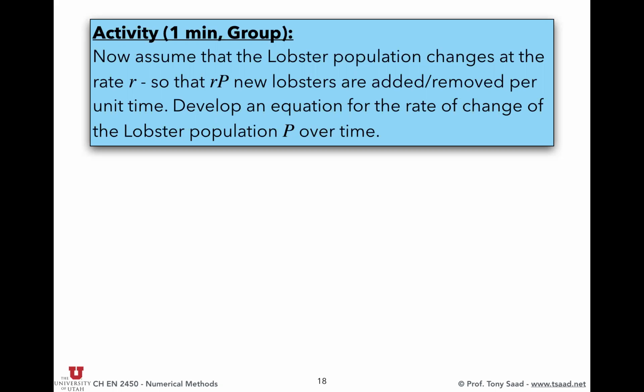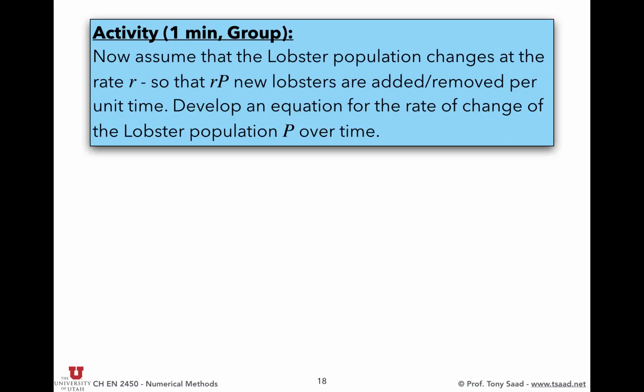Okay, time. All right. So Ryan, do you have an answer? Yeah, dP by dt is equal to r. Okay, why r? Does anyone disagree with Ryan's answer? So the change in the population is dependent on the population itself. It's not constant. So for example, if there are more lobsters, they're again gonna date and marry and have more children, right? So that's gonna be more, and they're gonna produce more, right? So the rate of change of the population is a function of the population itself.